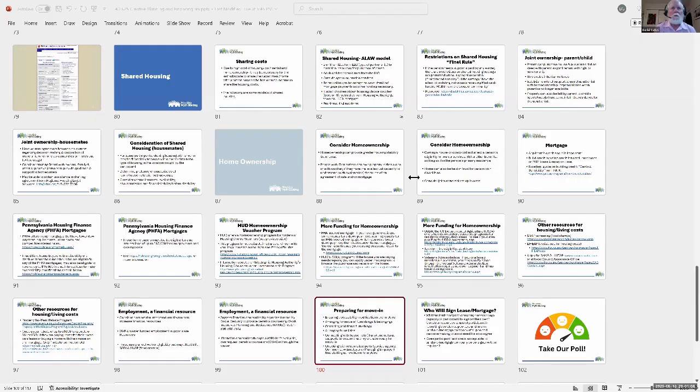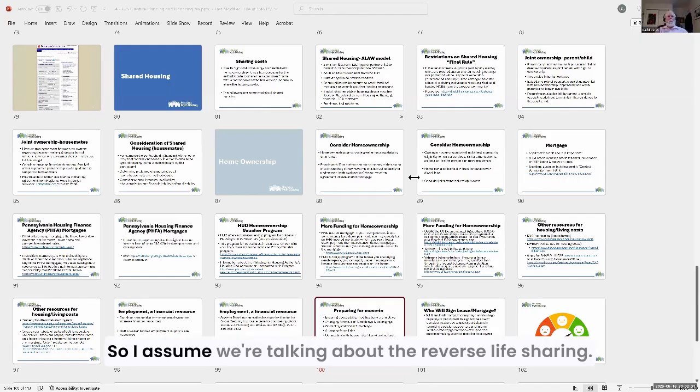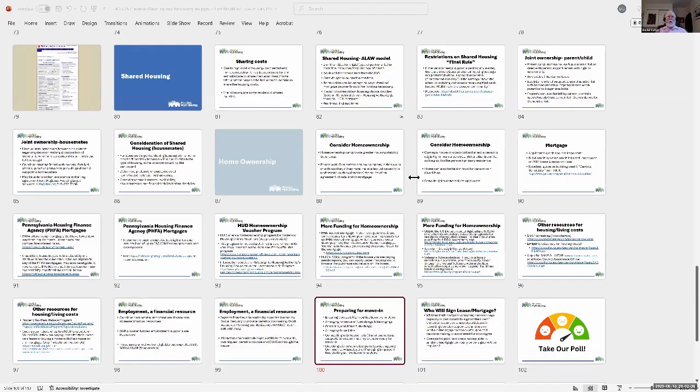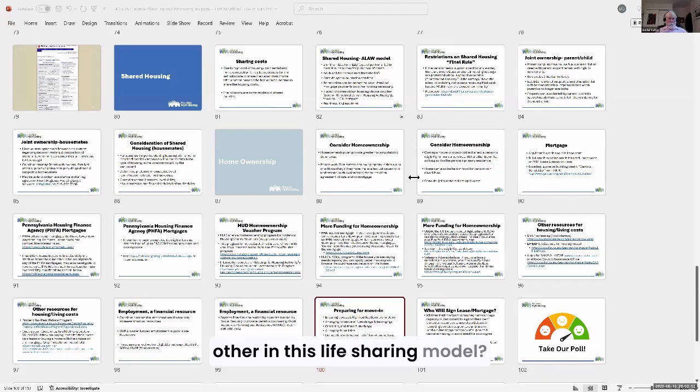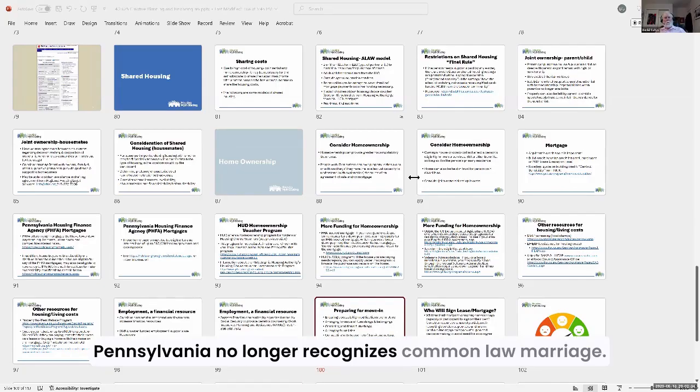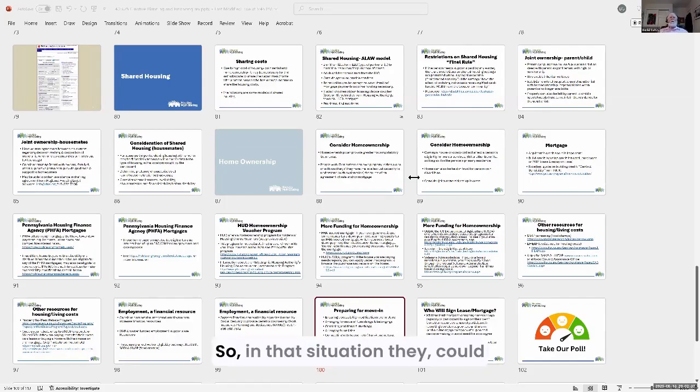Okay, here's one. This is in the life sharing. So I assume we're talking about the reverse life sharing. Can the recruited individual be a significant other in this life sharing model? Okay. So the answer is it cannot be a spouse. Now, significant other leads me to believe that they're not legally married. Pennsylvania no longer recognizes common law marriage. Used to, doesn't anymore. So in that situation, they could be a recruited individual.